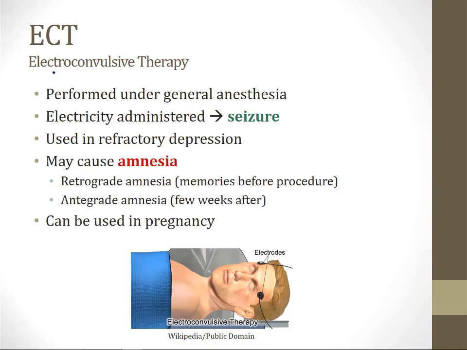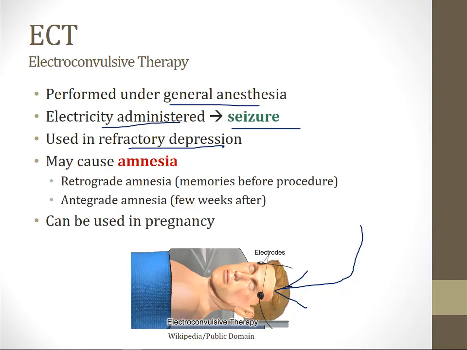So ECT, or electroconvulsive therapy, is called by some people the shake and bake treatment. The patient is placed under general anesthesia and electricity is administered to the brain via electrodes, as shown in this picture here, and the idea is to induce a seizure under controlled circumstances. This is generally only used in refractory depression, and it actually works. Patients will go to sleep from anesthesia, they will have a seizure under anesthesia, and when they wake up they feel much, much better. It's amazing if you ever get to see this done.